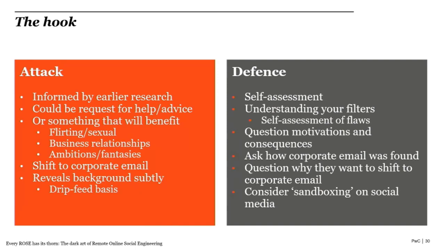Then the attacker presents the hook, which is the actual direct contact made to an intended target. And this is equivalent to the pretext in a normal phishing campaign. This is what's going to drive the interaction forward. So it might be a request for help or advice. It might be something that's going to benefit the intended target. It might be romantic or sexual. It might relate to business relationships. At some point, the attacker might shift over to the corporate email address of the intended target, which is a point of weakness potentially, and an opportunity for defenders.